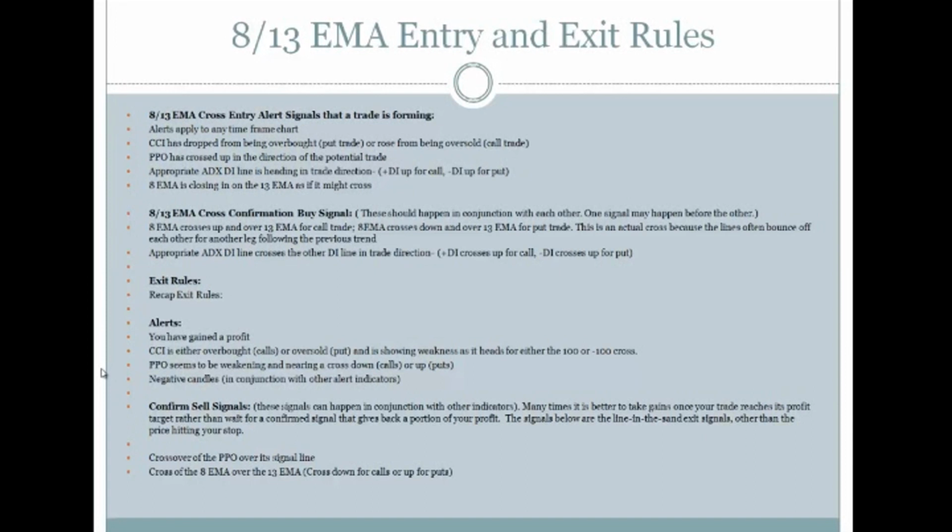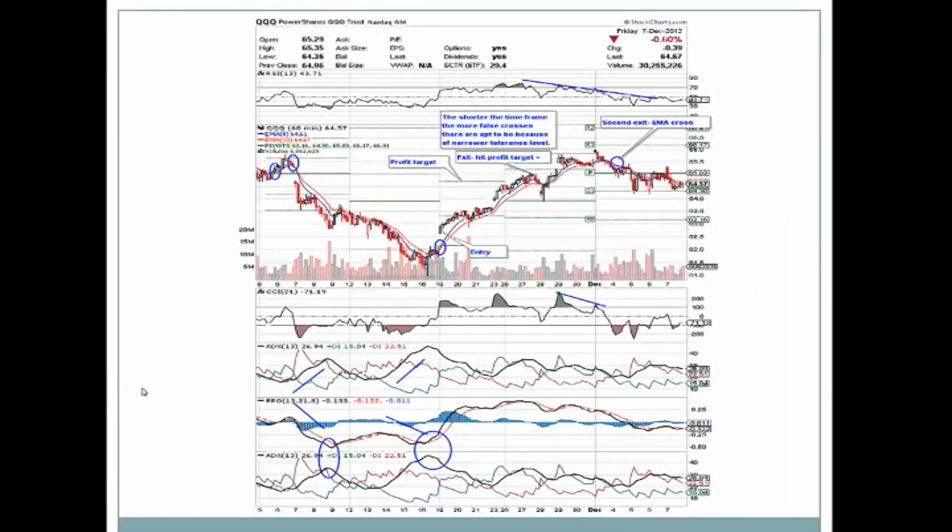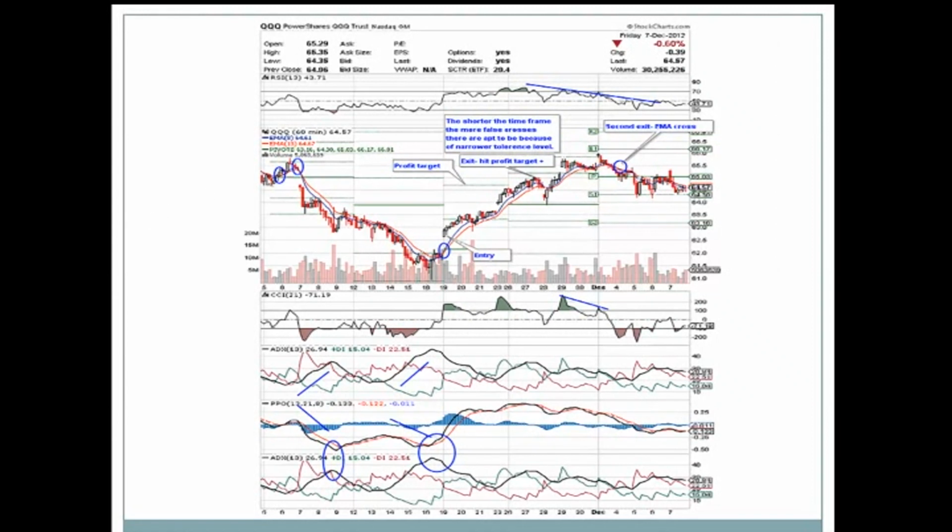It's sometimes better to just go ahead and say, well, I've had 2-3 alerts, I'm out of here. I'm closing the trade and moving on to something else. Here, there's lots to see on this chart. The strategy focuses on the actual crosses down.